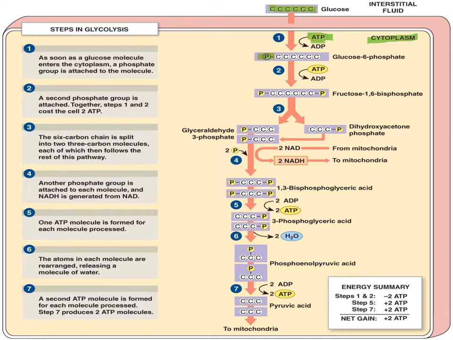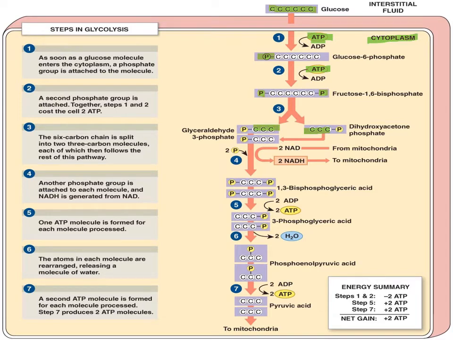The second step is another phosphorylation. So we're adding a second phosphate. So here's our first phosphate, and now we're adding our second phosphate, and we're utilizing a second ATP. So right now we are down 2 ATP. Then what happens is the 6-carbon chain, so those C's there are 6 of them, those are carbon molecules, gets broken down in this third step into 2 3-carbon chains here.